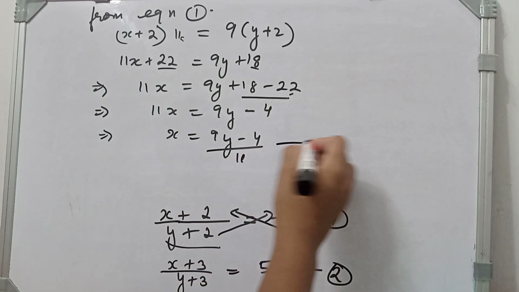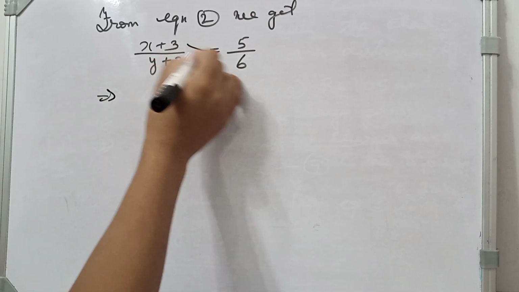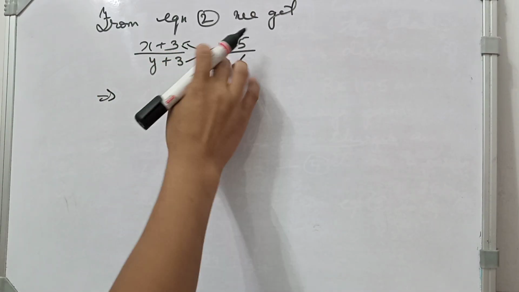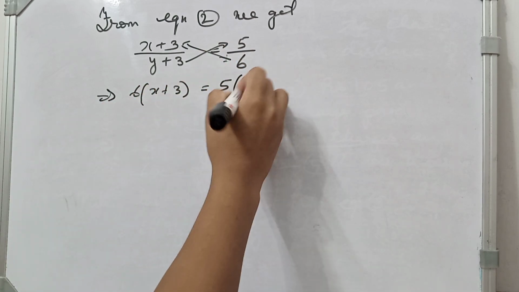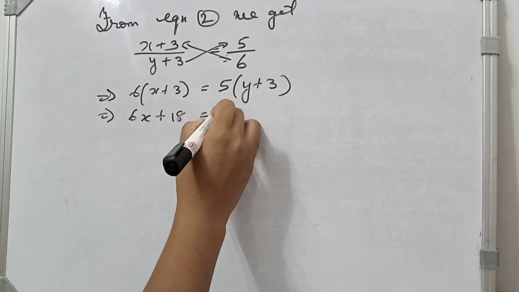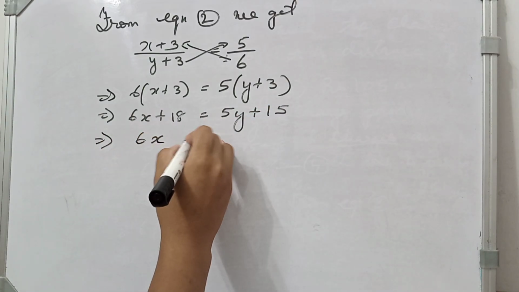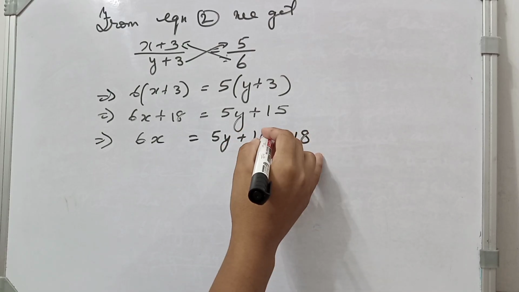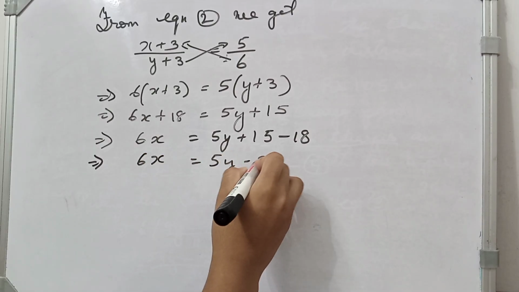Let this be equation 3. Okay, now equation 2. Cross multiply. Then we get 6x plus 3 into 6 is 18, and 5 into y plus 3 is 5y plus 15. So 6x is equal to 5y plus 15 minus 18. Okay, so 6x is equal to 5y minus 3.